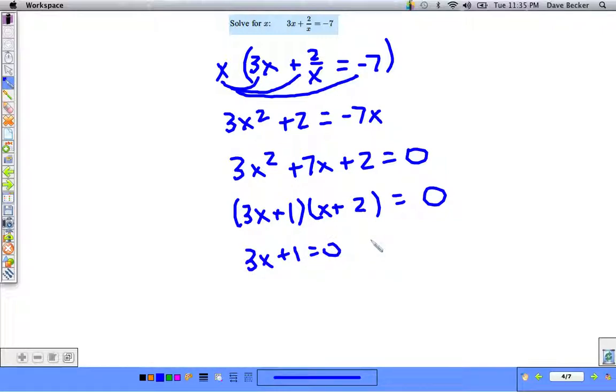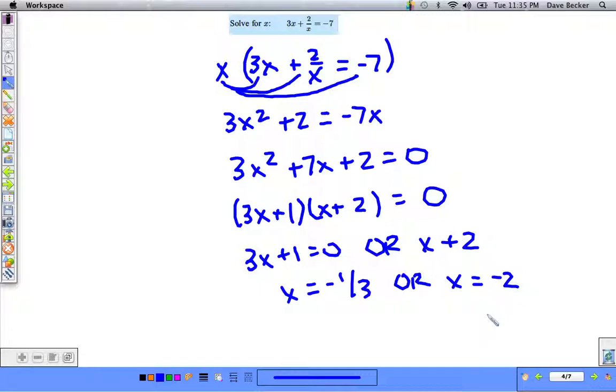Using null factor, I set them both equal to 0. And I get x equals negative 1/3 or x equals negative 2. Again, if I replace x in this original equation up here with either one of these, I would get a true statement, or here I would get 0. If I graphed this function on my calculator and found the zeros where the graph intersects the x-axis, that would occur at negative 1/3 and negative 2.